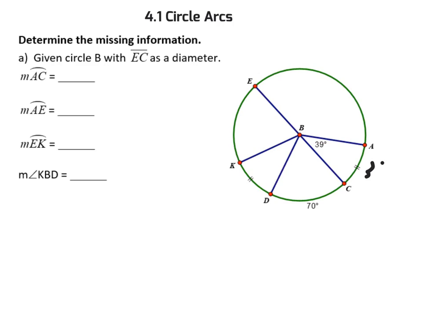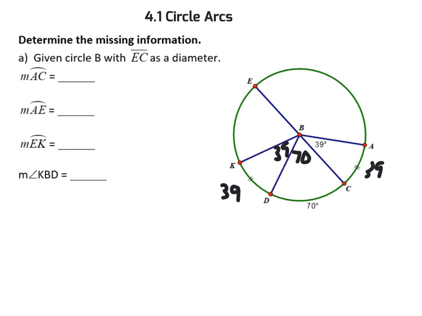I know that this has got to be 39, and the reason I know that is the central angle is 39, so that arc is 39. I notice the dash marks here and here, which also tells me this arc is 39, but it also tells me the central angle is 39. Another thing I notice is this arc is 70, which means its central angle would also be 70.